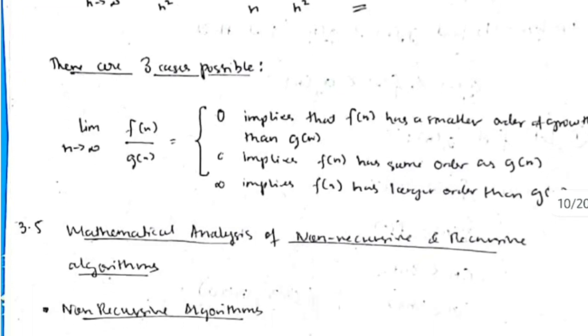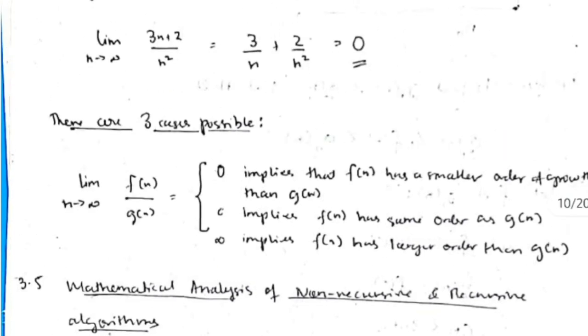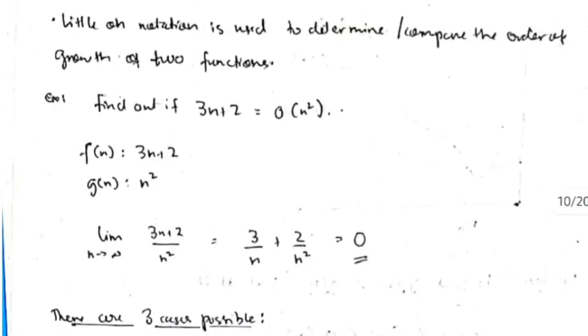Now there are three cases possible. If it's 0, it means that f of n has a smaller order of growth than g of n. If it is c or any constant, that means it has the same order as g of n. If it's infinity, that means f of n has a larger order than g of n. So these three cases are possible, which you have to remember while comparing the growth of two functions.